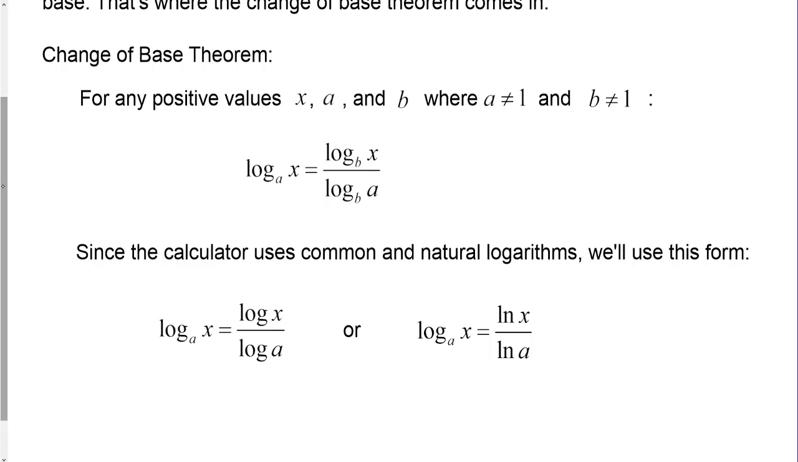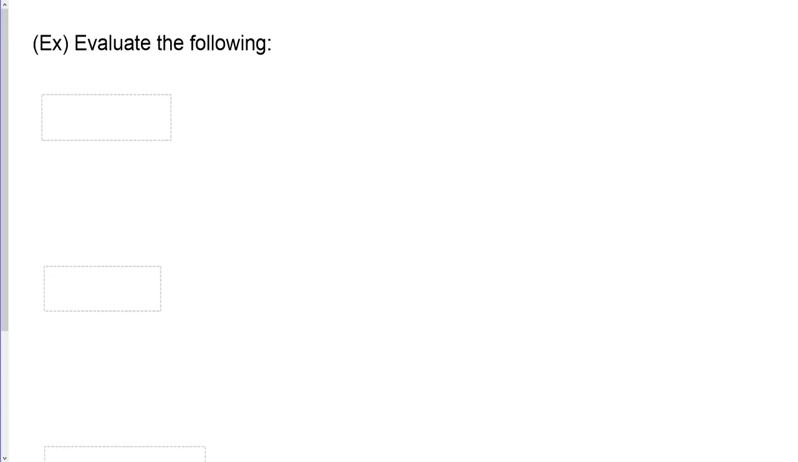For me, I tend to prefer using natural logarithms, just because when you do it on screen on your calculator, it takes up less room on screen. But it doesn't really make a difference. You'll get the same answer either way. So let's look at some examples.